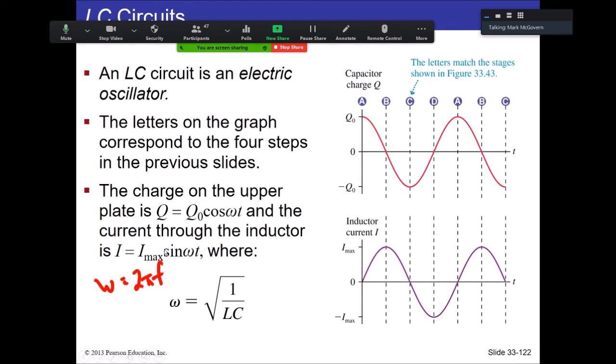And so you can see here that how quickly the system oscillates is a function of the inductance and the capacitance. If your capacitance is rather high, the frequency is low. If the inductance is rather high, the frequency is low. It's like having a lot more mass. It's harder to change the system if there's a lot more energy involved to begin with.